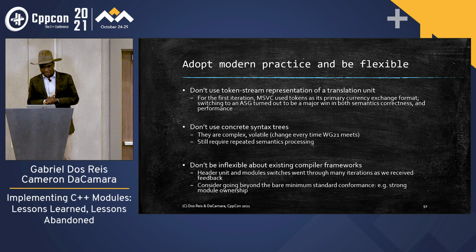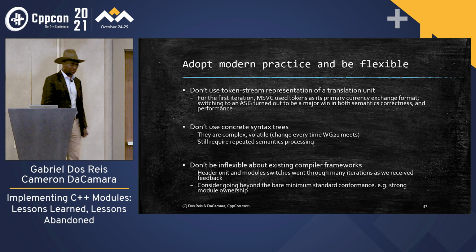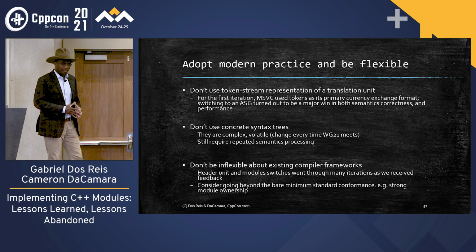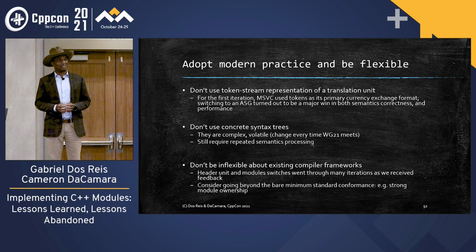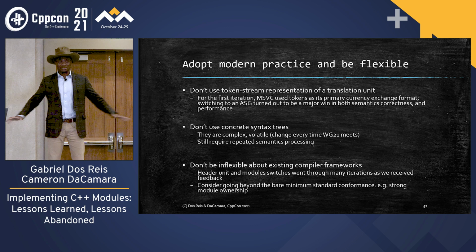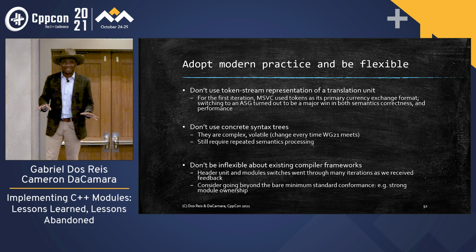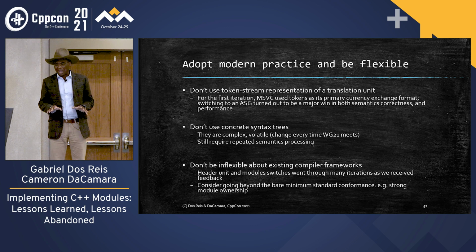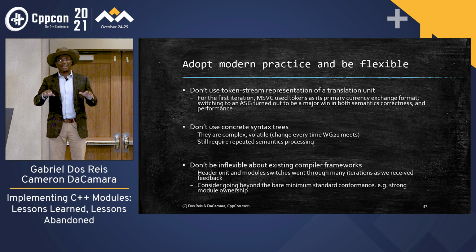Another lesson that we learned, especially with strong module ownership, is we need to do something with the linker. So usually when we say we need to do something with the linker, everybody is like, what are you talking about? Like, no. But we had to sit down, talk a lot, and convince the linker people.